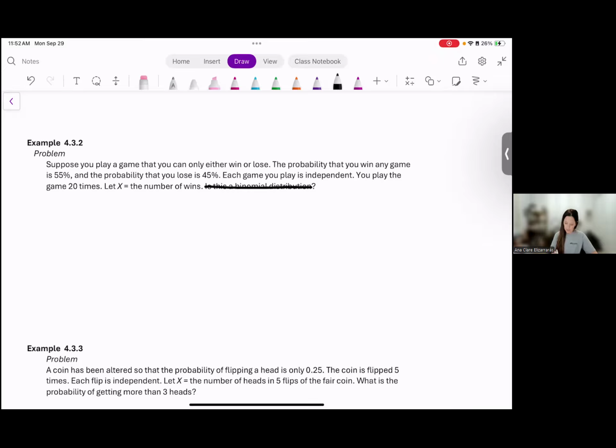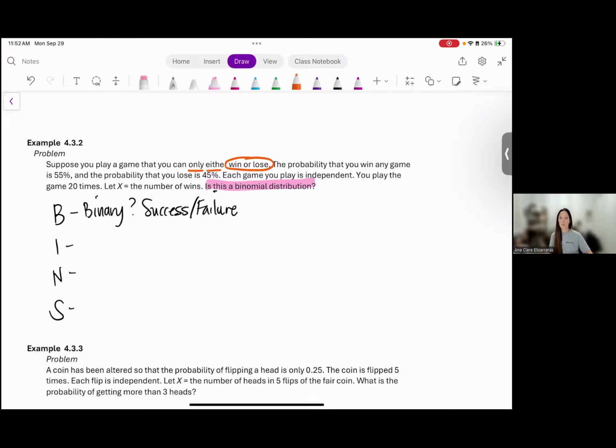Is this a binomial distribution? Let's try that again, highlighting. Is this a binomial distribution? We need to check our 4 criteria. B, I, N, S. Is it binary? Let's check. Do we have success and failure as our only options? So the first sentence says, suppose you play a game where you can only either win or lose. Win or lose, that's 2 options. This is binary, we're good to go.